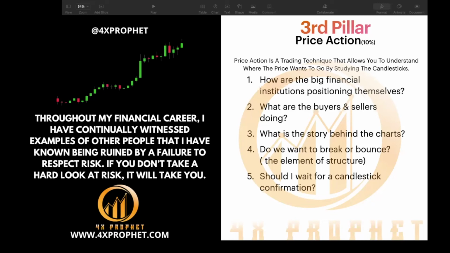Then we have, do we want to break or bounce? Meaning basically the element of structure. That's why I put it in brackets, so you could get a better idea of what I mean by that. And then, should I wait for a candlestick confirmation? Meaning most times you may see on a chart that the candle hasn't closed yet. And in your trading plan, you always wait for the candle close to tell, all right, is this a bearish variation? Is this a bullish variation? So ask yourself, should you wait for a candlestick confirmation to determine if your analysis is correct? All right. So all these things you want to take note of inside your trading plan.